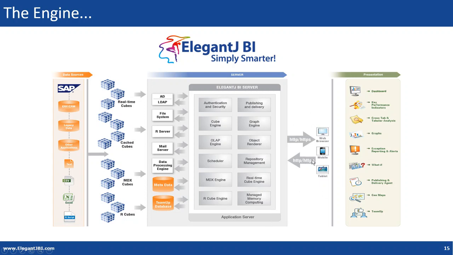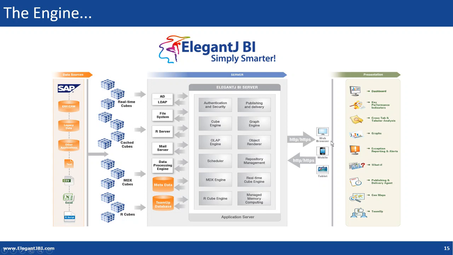there's another unique feature of ElegantJ BI which allows you to design on a desktop or a laptop, and you view the results on any device, being a responsive and adaptive product. It has the power to design once and use anywhere. So the same feature gets available on your mobile device or your tablet.